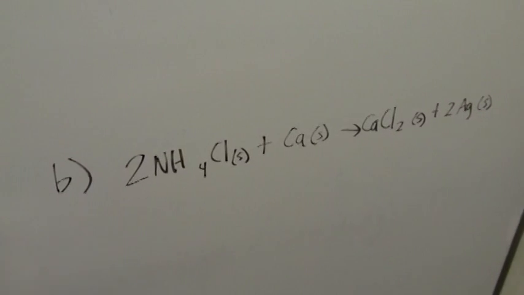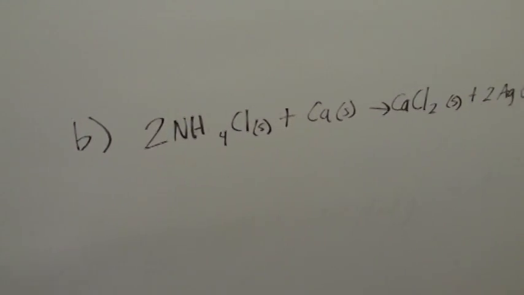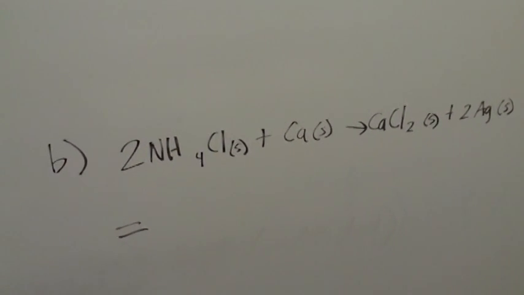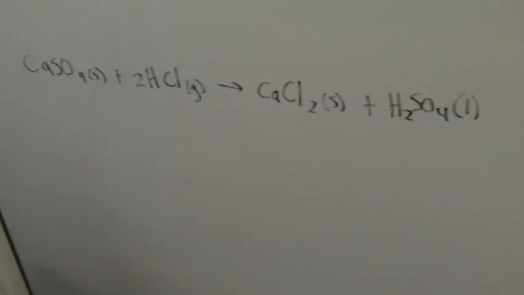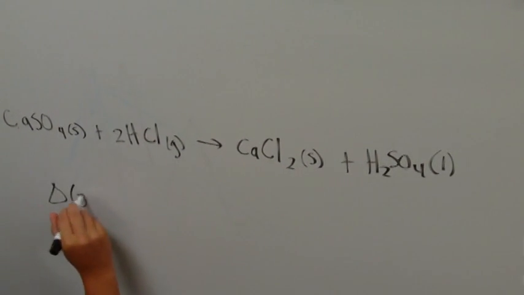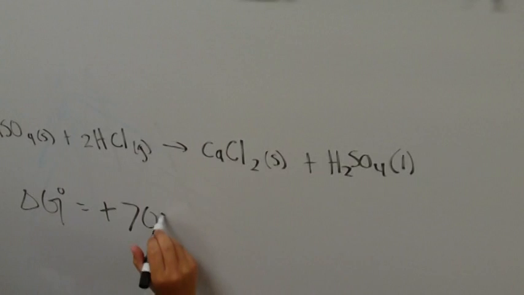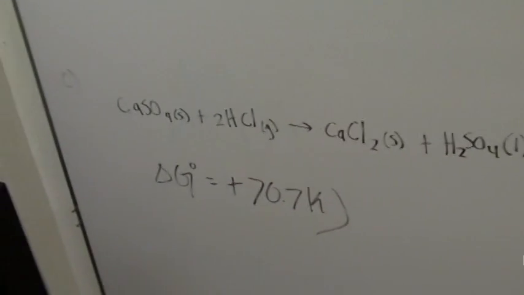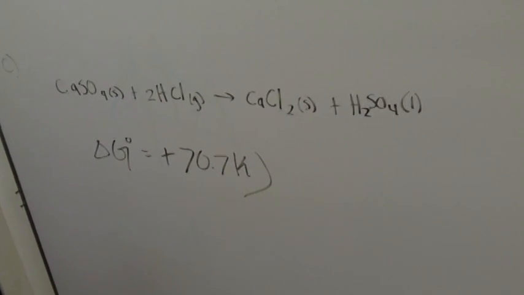For problem B, same thing, it's just getting those numbers from table 19.2 and putting them in the equation. When you do all the math, you should get a value of negative 8.8 kilojoules. And for problem C, delta G is going to equal positive 70.7 kilojoules. So products minus reactants, get the values from table 19.2, do some algebra, and you'll be good.